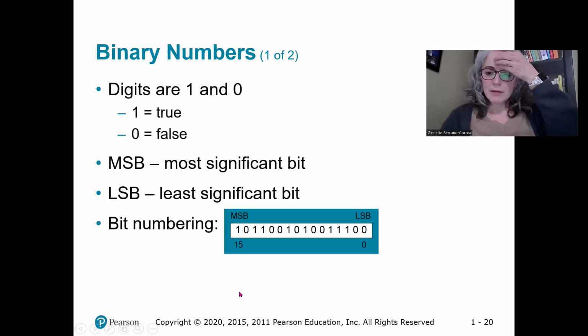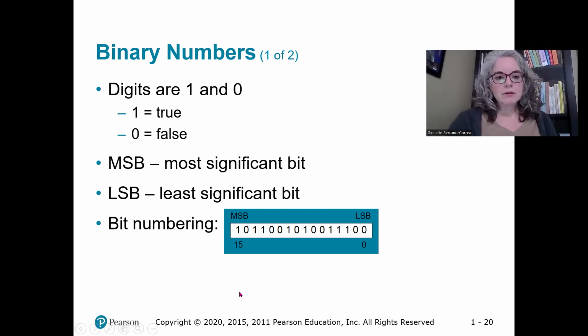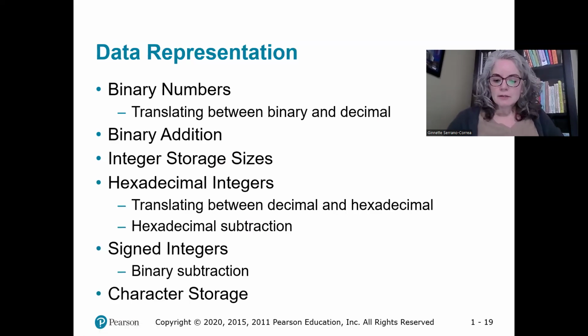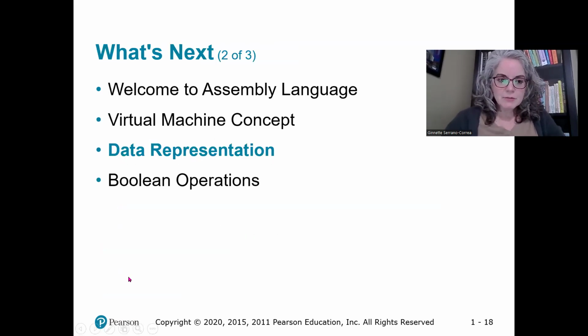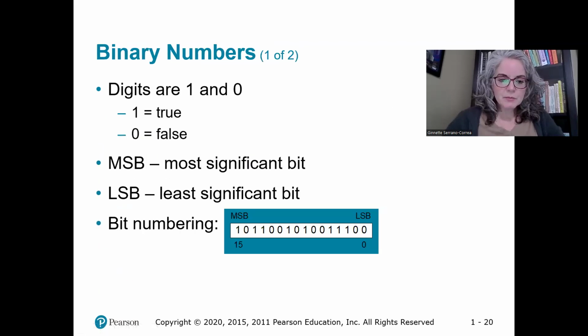So we said binary numbers are digits 1 and 0. 1 is true, 0 is false. So right here, you see a binary number, okay? Each one of these ones and zeros is called a bit. So this 1 is 1 bit. So here we have 16 bits. We start at 0, end at 15.